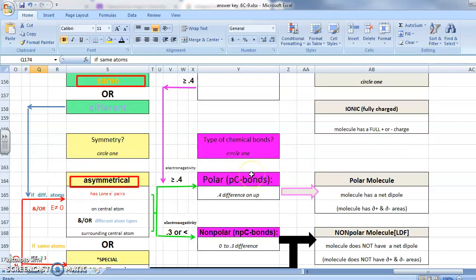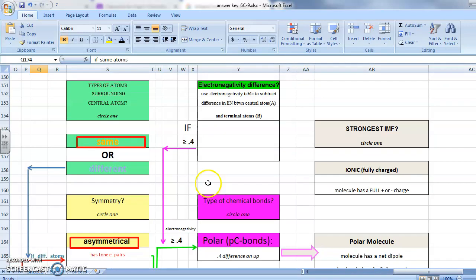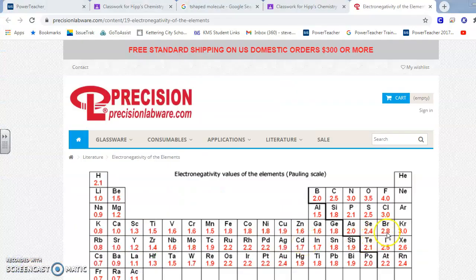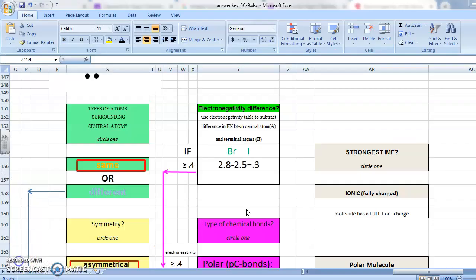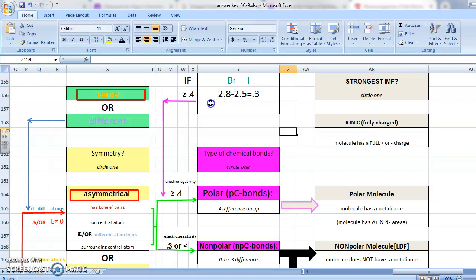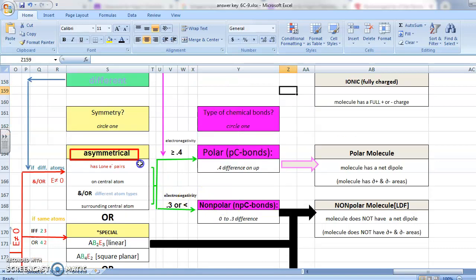So we need to check the symmetry of the bonds. We'll do that by looking them up on the electronegativity table. On our electronegativity table, we have bromine and iodine. So we take 2.8 minus 2.5. The difference is 0.3. For this class, when the difference is 0.3, it would be considered a nonpolar bond. That is the way we've designated it. So 0.3 is not greater than or equal to 0.4. So we do not classify the bond as polar. We would classify it as nonpolar.